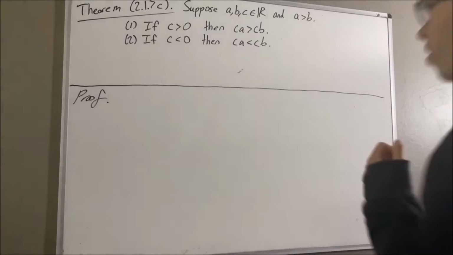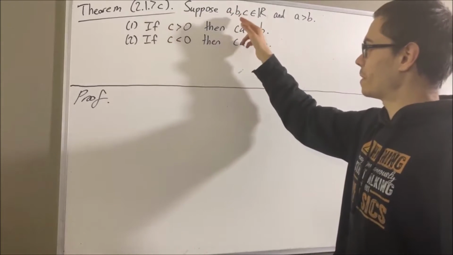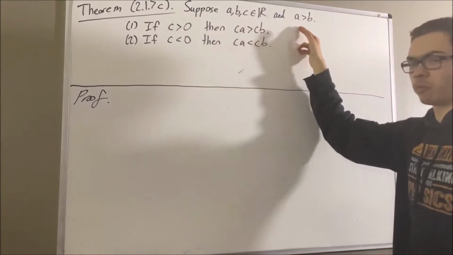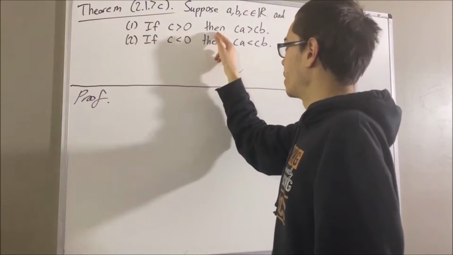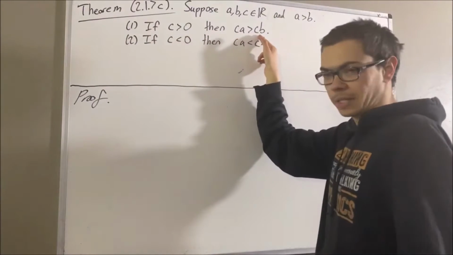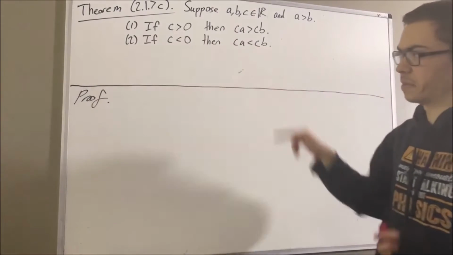Hello! In this video, we are going to prove the following theorem. Suppose a, b, and c are real numbers, and a is greater than b. If c is greater than 0, then ca is greater than cb. And if c is less than 0, then ca is less than cb.